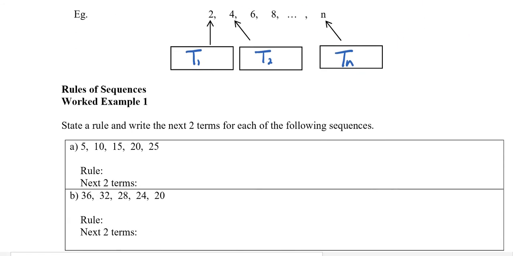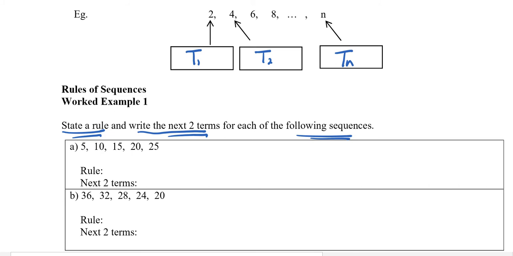Now, let's try and find out the pattern that we talk about. State a rule and write the next two terms in the following sequence. Let's try without any knowledge on this. Let's do the numbers 5, 10, 15, 20, 25. So what rule is this? 5 times table. Multiple of 5, plus 5.